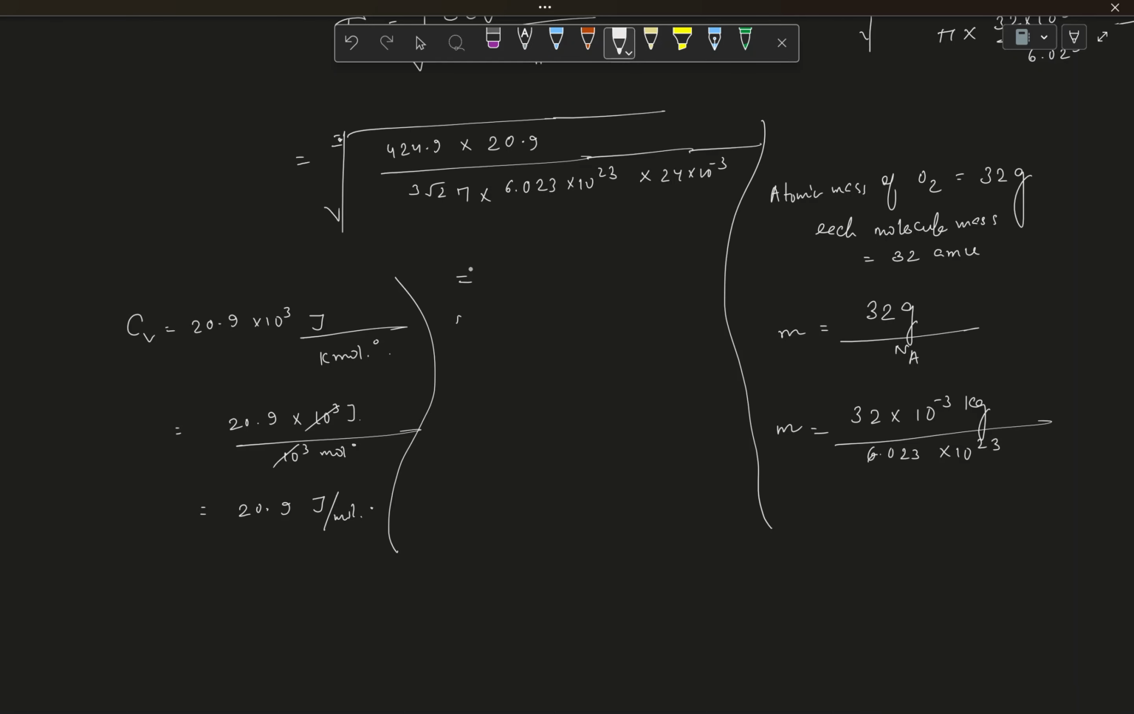So we'll just try to calculate if this is coming or not. 424.9 into 20.9 divided by 3 into root over 2 into pi into 6.023 into 10 to the power of 23 into 24 into 10 to the power of minus 3. This is the case, then the square root is simply 2.14 into 10 to the power of minus 10.